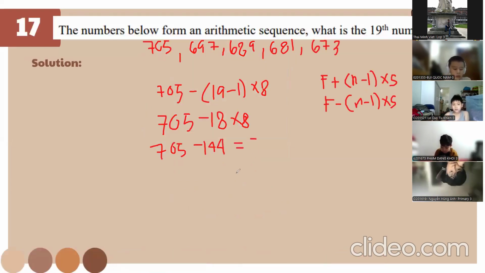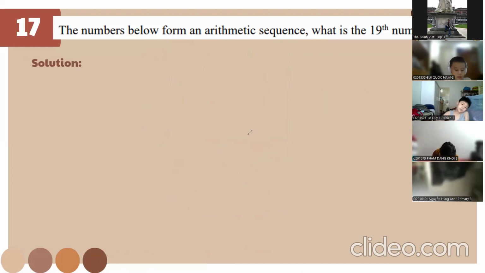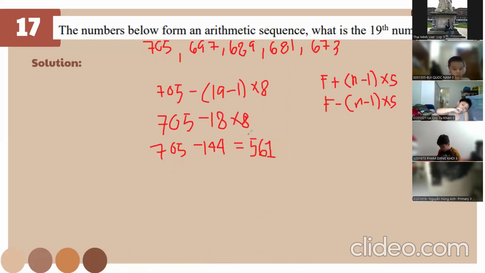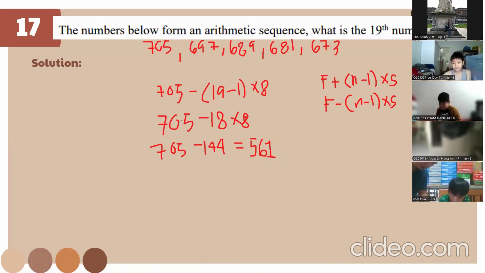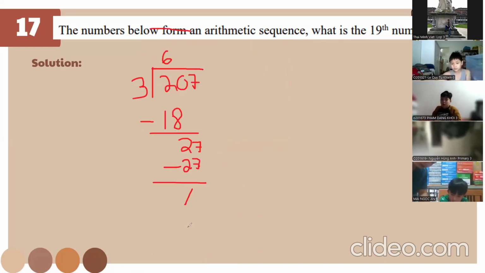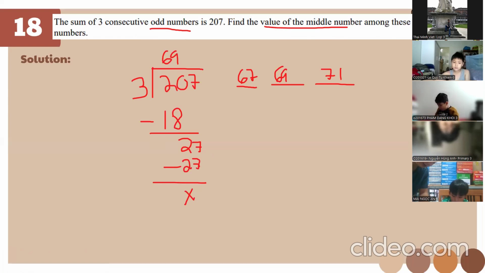So this one is for the answer 561 for 17. Okay, 1, 2, 3, 4, and 5. For number 18, this is the answer. So 69 is the middle.